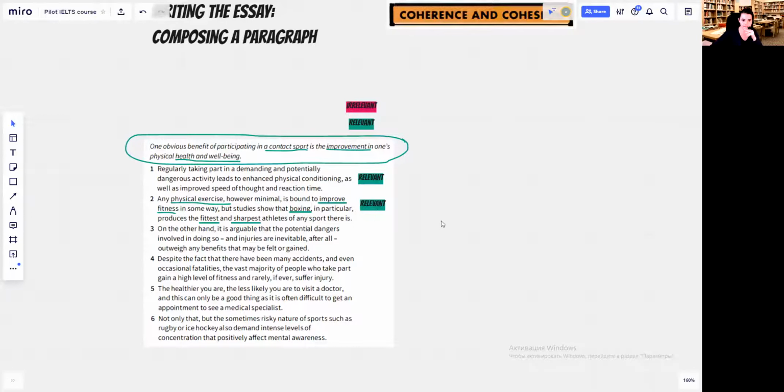On the other hand, it's arguable that the potential dangers involved in doing so, and injuries are inevitable after all, outweigh any benefits that may be felt or gained. What do you think?